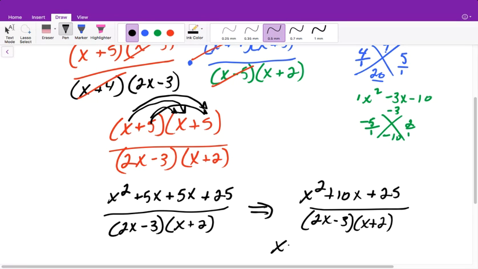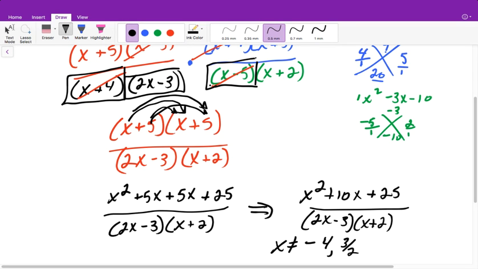So the values that x cannot equal are all of our factors before we cancel anything. So in this factor, x can't be negative 4. In this factor, x can't be 3 over 2. And if you're not sure about that, please watch the other video or send me a message. In this factor, x can't be 5. And in this factor, x can't be negative 2.